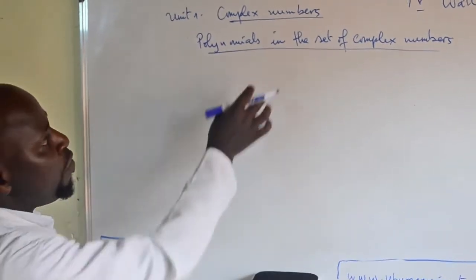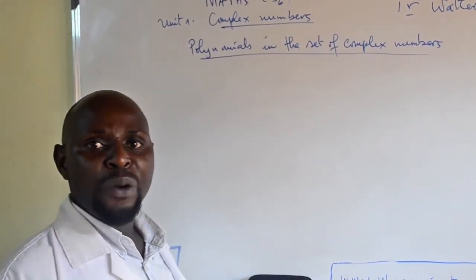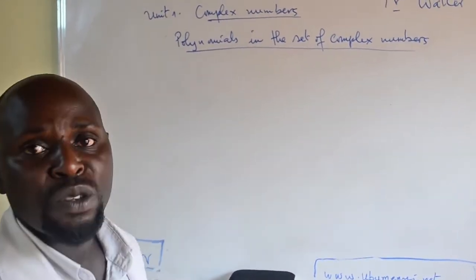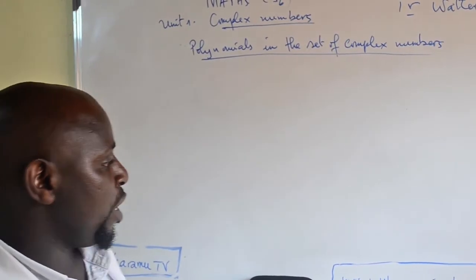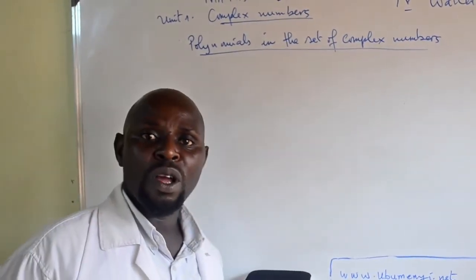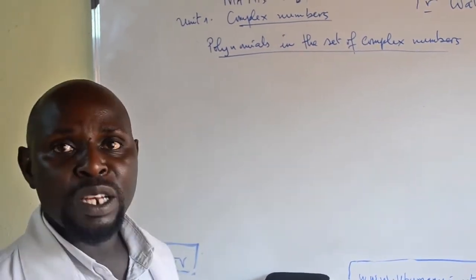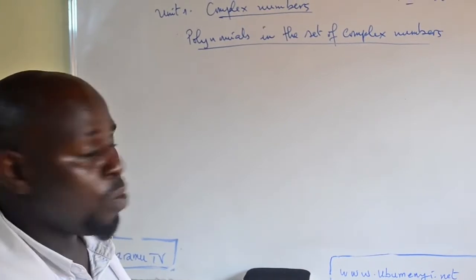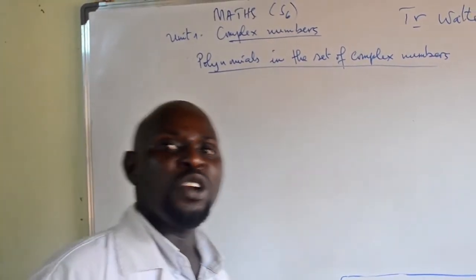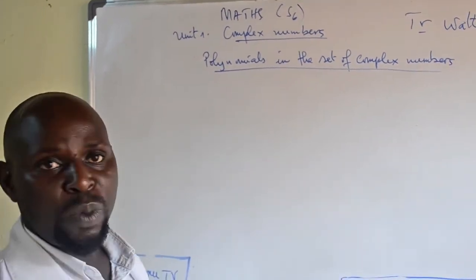So we are now dealing with polynomials in the set of complex numbers. As you know, we normally deal with them in the set of real numbers, where we always have two variables: the independent variable and the dependent variable. Here also we have polynomials in the set of complex numbers, where the unknown or the variable will always be z, which is a complex number.